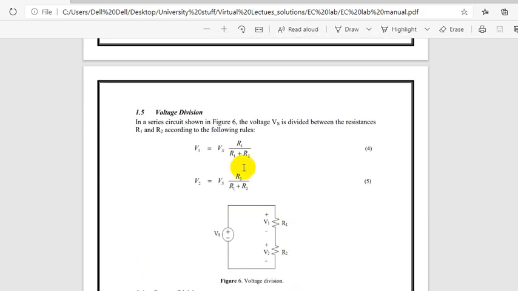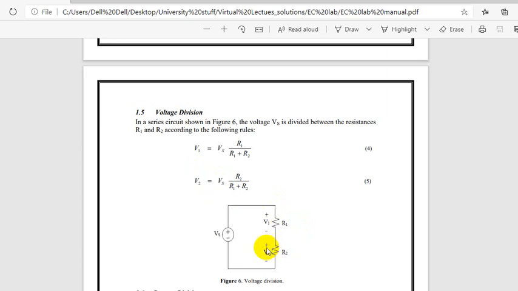Voltage division: when we want to find V1, the voltage across R1, it is R1 divided by the total resistance. Since it is a series circuit, it is R1 plus R2.